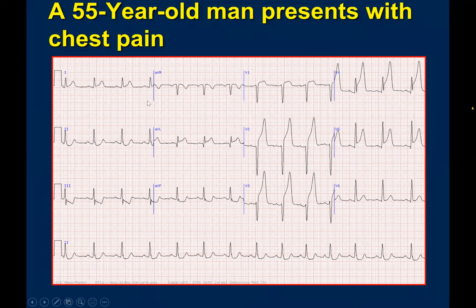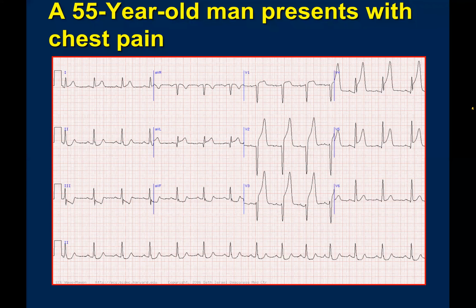A 55-year-old gentleman presents with chest pain, and this is his 12-lead ECG. Any volunteer? Can I volunteer? Yeah, please go ahead. So this looks like a regular rhythm with normal rate, sinus. The QRS is narrow. And the PR interval is not prolonged.